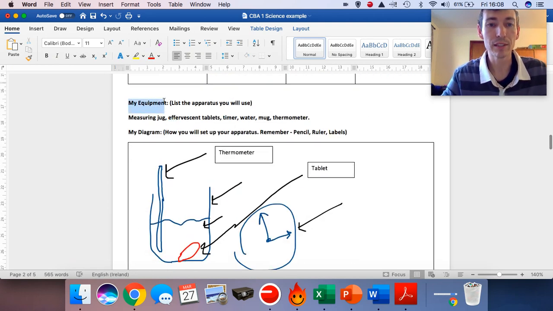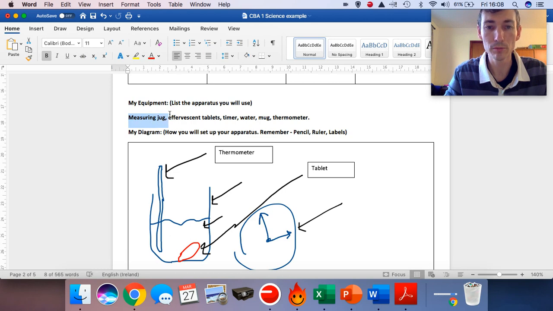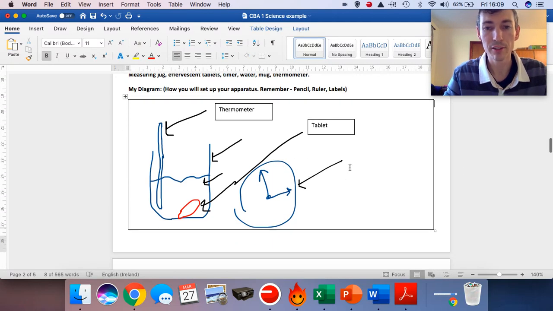Okay, I want you to fill out your equipment list next. So this is part of your assignment for moving forward. This is everything that you need. Okay, so for my experiment, I need a measuring jug, my effervescent tablets, timer, water, mug, thermometer. And now I want your diagrams filled in on this document preferably, or if you're using your copy, you can draw it into your copy. Now your diagram has to be labeled. So here I've got my mug, my water, my tablet, and this is my timer here.